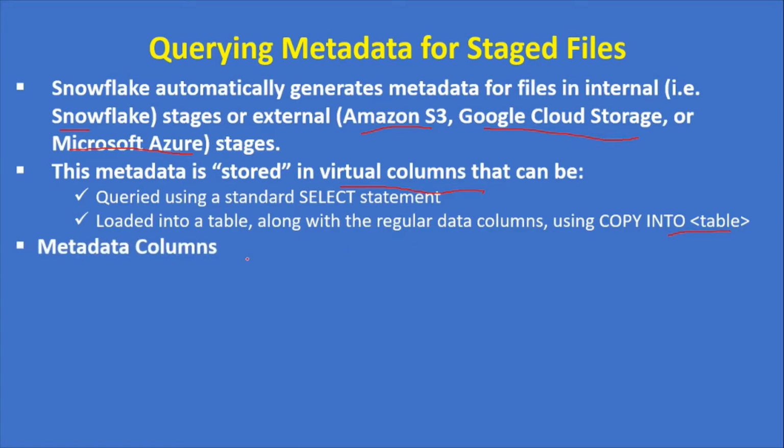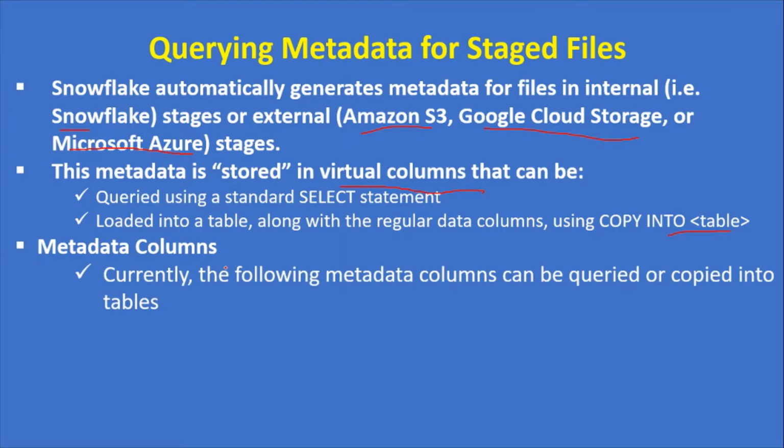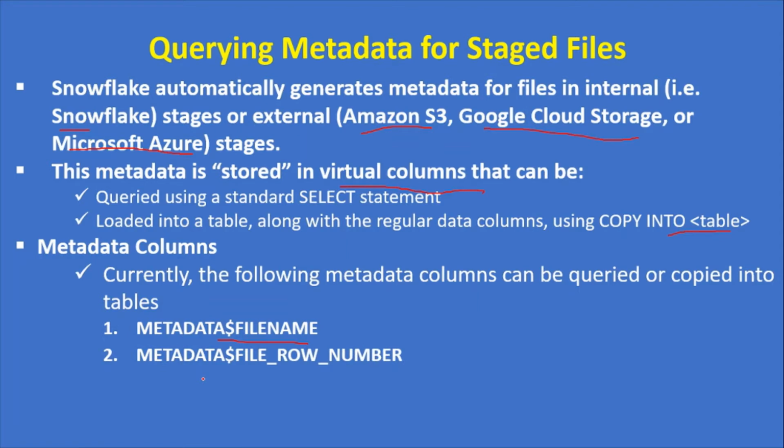What are the metadata columns in Snowflake? Currently, the following metadata columns can be queried or copied into tables. First one is METADATA$FILENAME. Second one is METADATA$FILE_ROW_NUMBER.